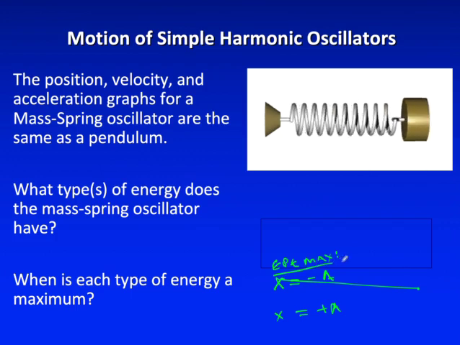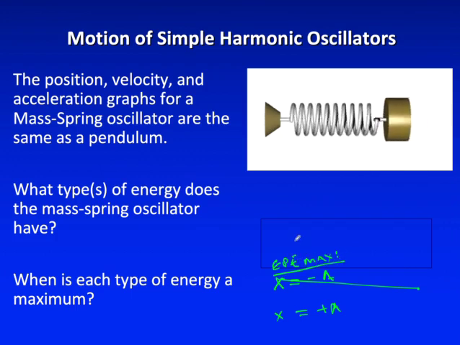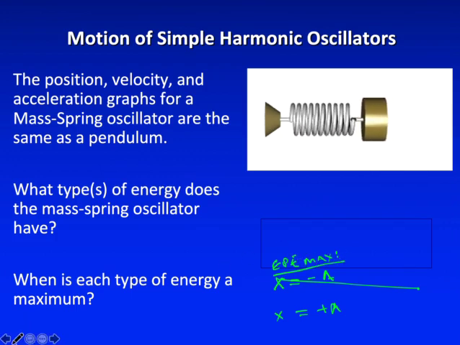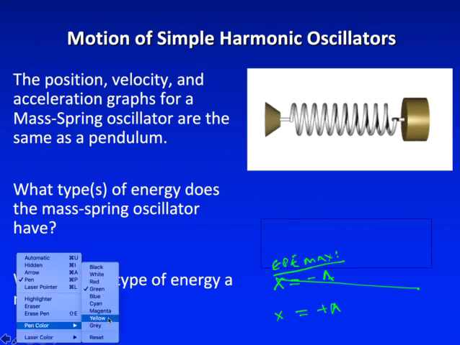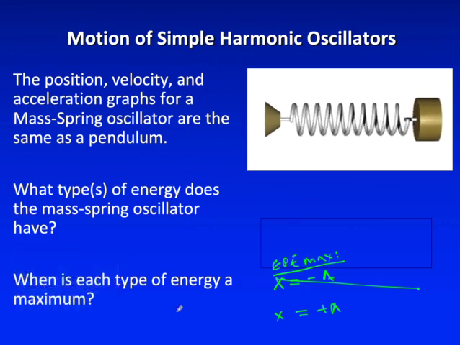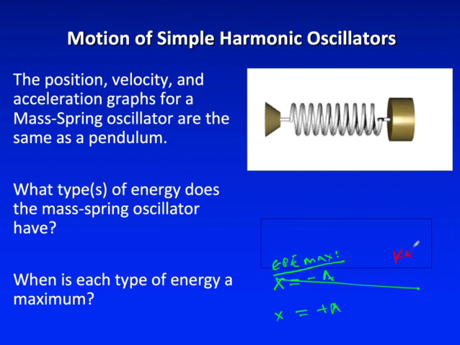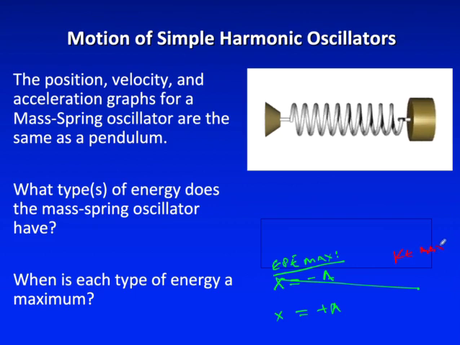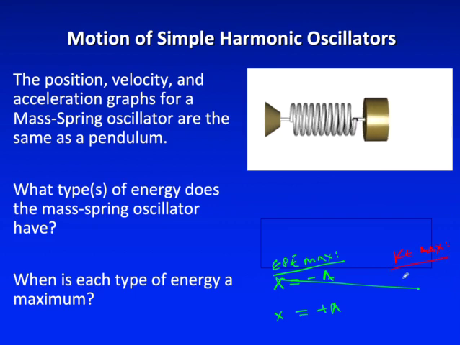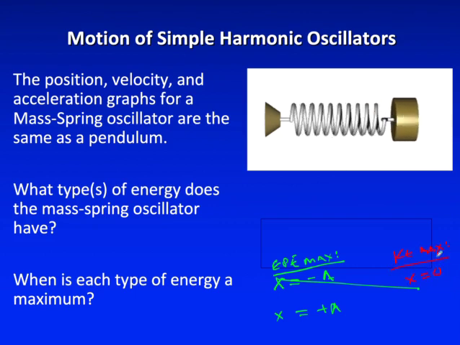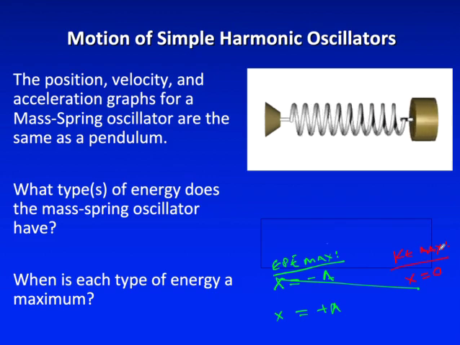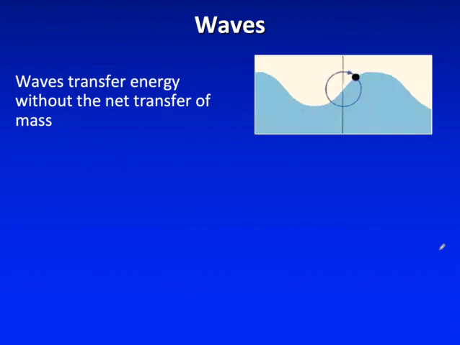When does it have maximum kinetic energy? Think about it. It'd be the point where it has maximum velocity. Sorry, I gotta switch my pen color. Kinetic energy is going to be a maximum when it's at its equilibrium point. In other words, when x is equal to 0. All right. Sorry, I've got the equations on there.